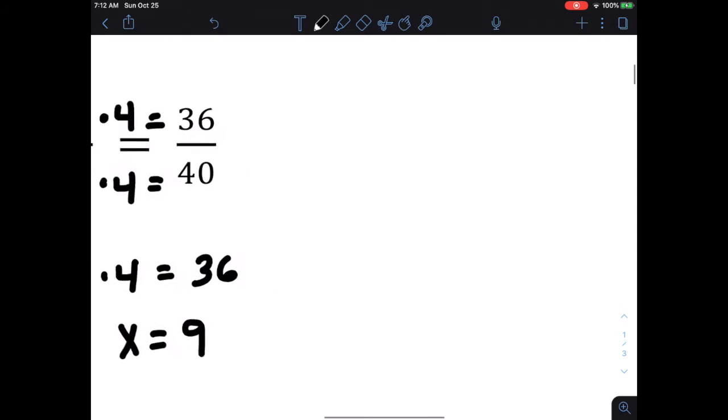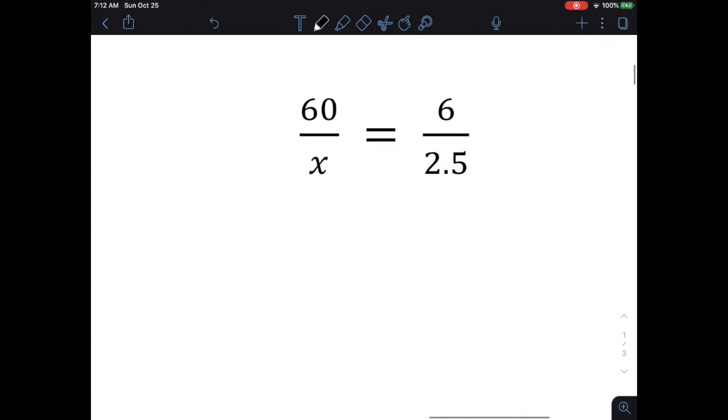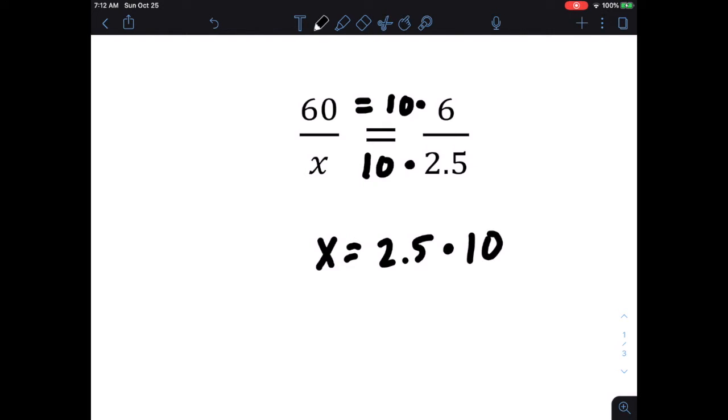All right, let's look at one more, and then you can try some on your own. In this case, the x is in the denominator, which is totally fine. It doesn't matter where the x is. We can still do this method when we have the x in the denominator. We're going from right to left here because 6 times 10 is equal to 60. So I'm just going to multiply the 2.5 times 10. So x is equal to 2.5 times 10, or x is equal to 25.